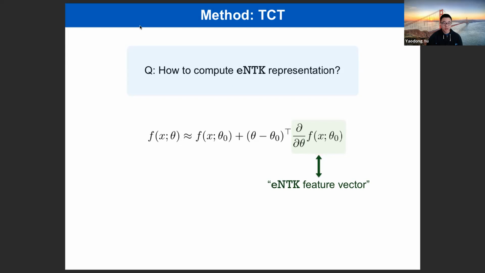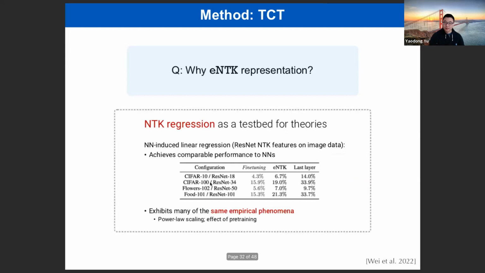There are some techniques and details on how to compute this ENTK more efficiently, and you can refer to our paper for more details on how to compute this very huge vector. The next question is why ENTK is a good choice, or why we don't use some other approach to convexify this whole procedure.